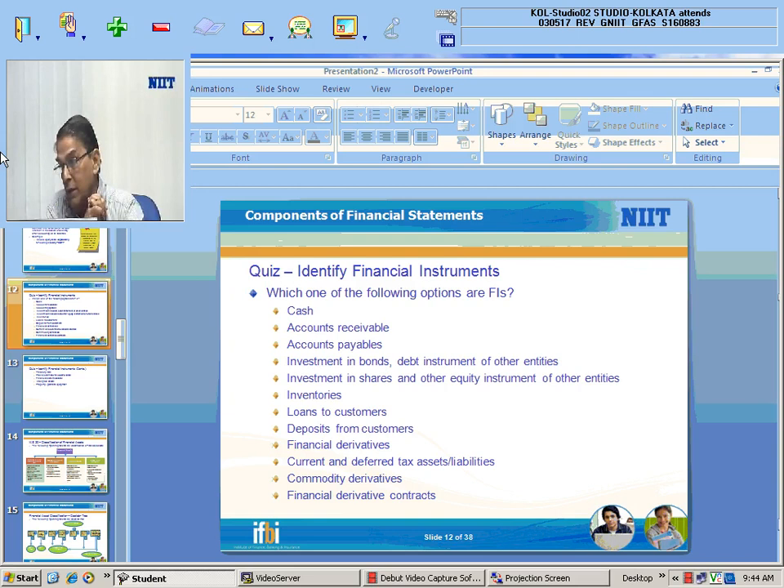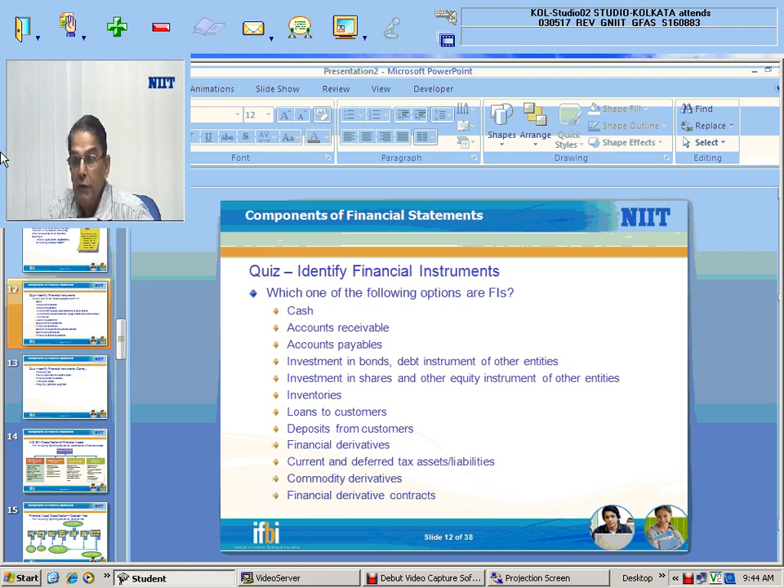Accounts payable, what is it? Is it a financial instrument, and if it is, is it an asset, a liability or an equity instrument? So tell me, accounts payable. It's a financial liability. It's a financial instrument and a liability.